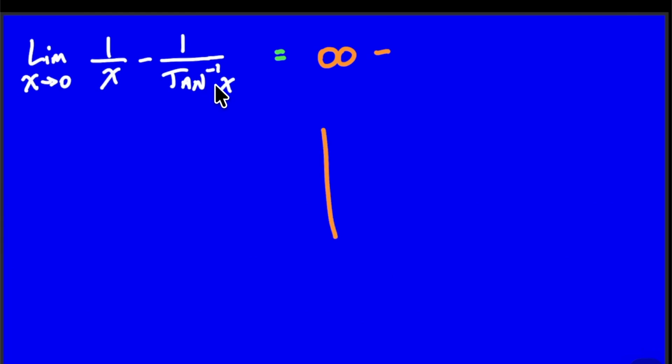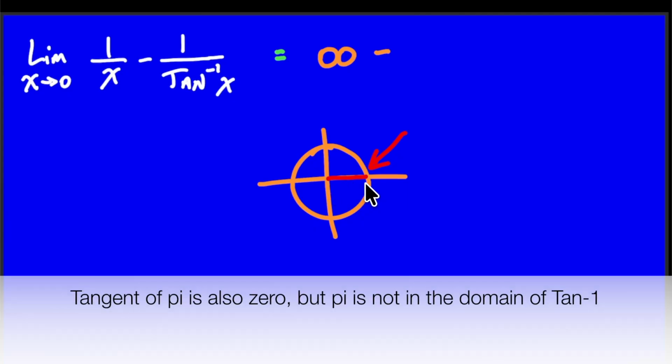Recall that if you have the unit circle and you have inverse tangent of 0, that is going to be 0 degrees, because the tangent of that 0 degree angle is in fact a horizontal line. Therefore, the slope equals 0. So we have an infinity minus infinity situation here.